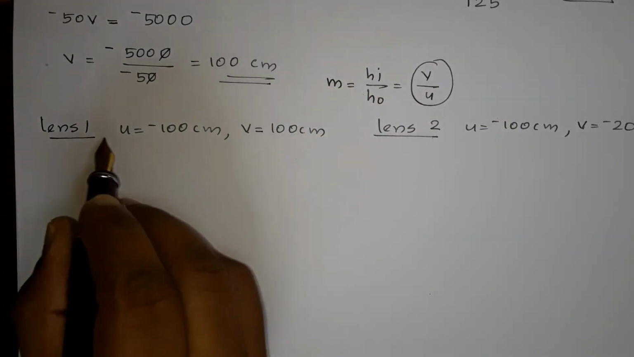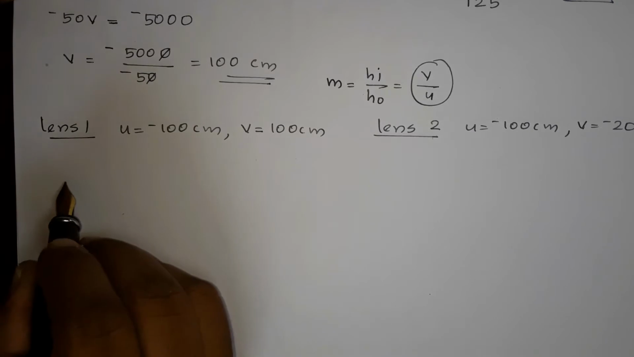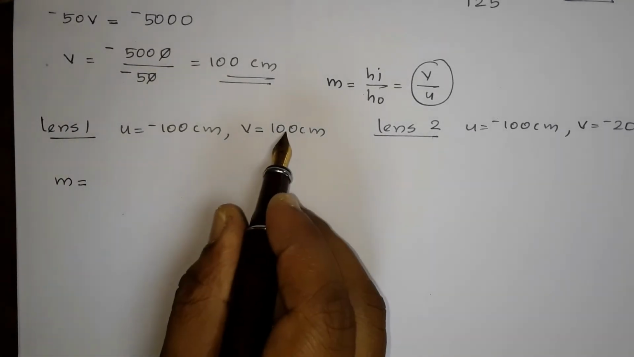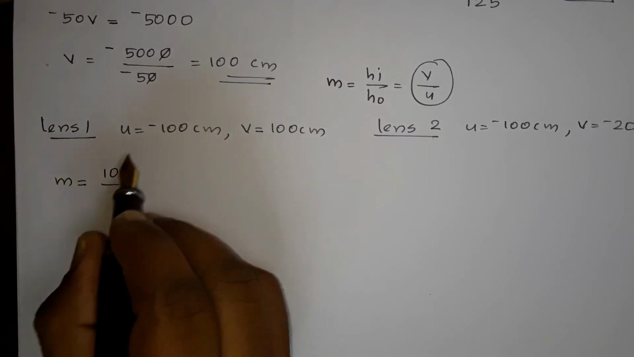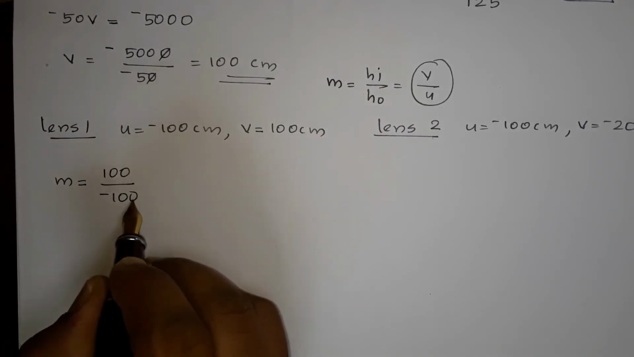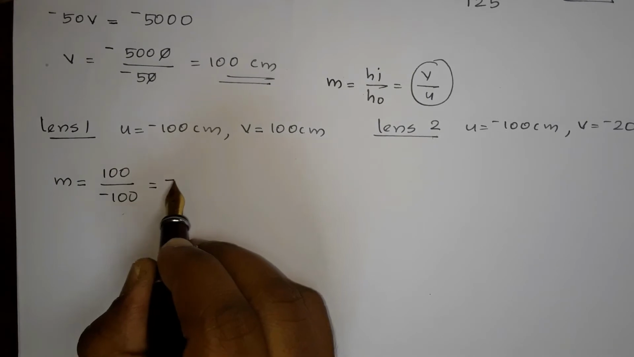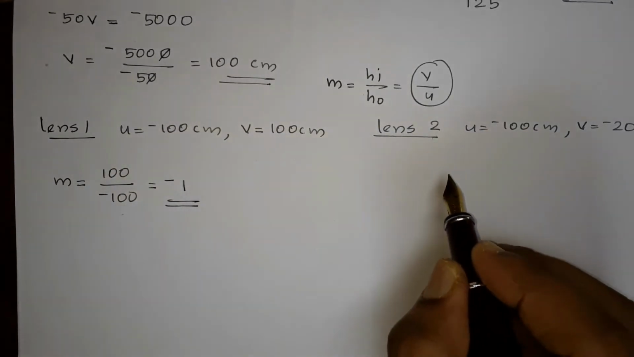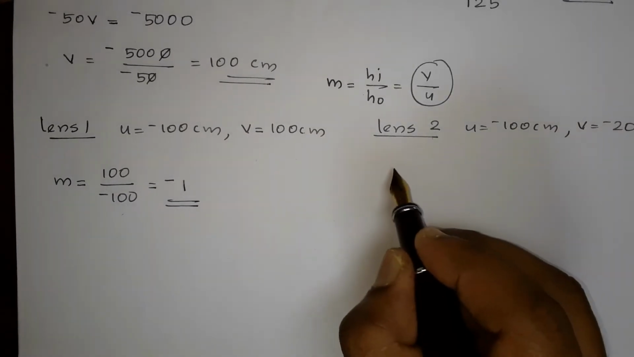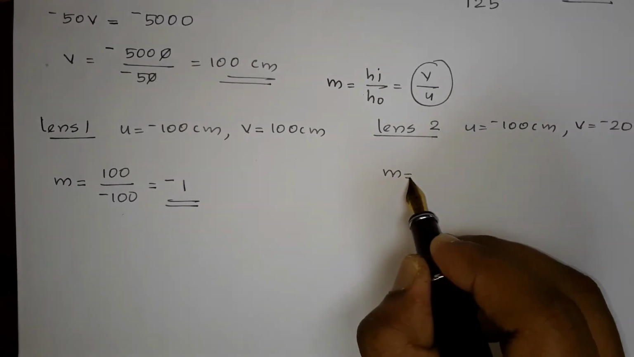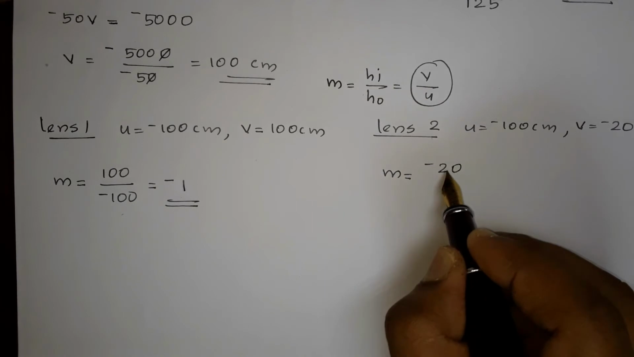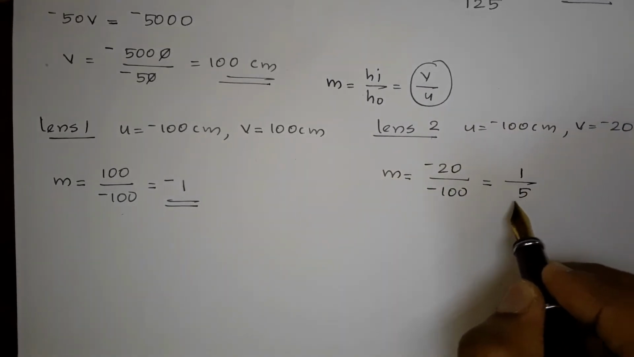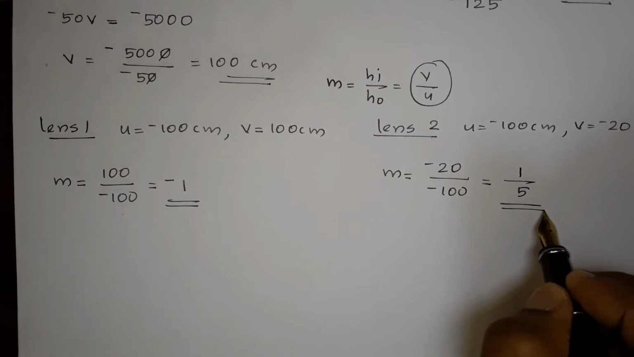So, in the first case, that is for lens 1, magnification M is V by U, that is 100 by negative 100. Positive number by negative number, answer is negative. Minus 1 is the magnification for lens 1. And for the second lens, magnification is V by U. V is minus 20 and U is minus 100. This is 1 by 5. Magnification is 1 by 5.